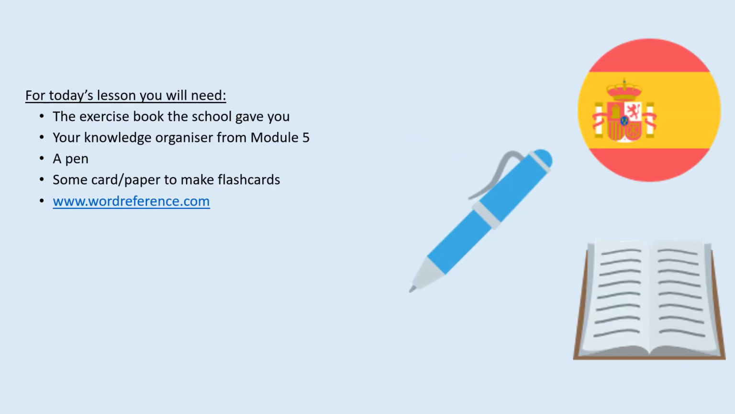Here's a list of the equipment you will need for today's lesson. You will need the exercise book the school gave you, your knowledge organiser from Module 5, which is attached on Class Charts, so you can just open up a tab and have that on your computer. A pen and a ruler for underlining and writing, some card or paper to make flashcards, and you can also open wordreference.com on a tab on your computer, which is the online dictionary to help you with any words you can't find in your knowledge organiser. So pause to get that together now.